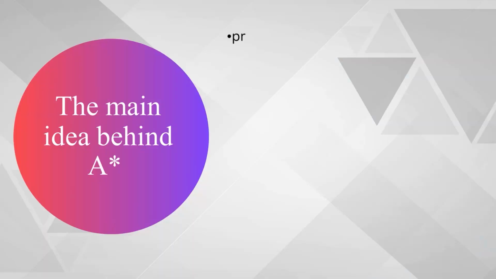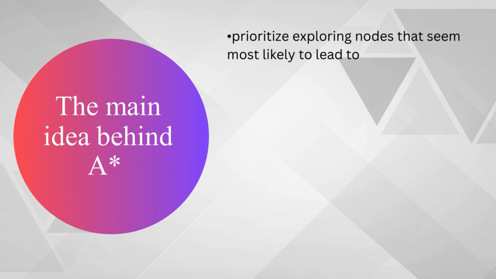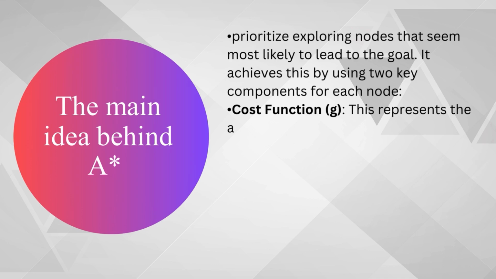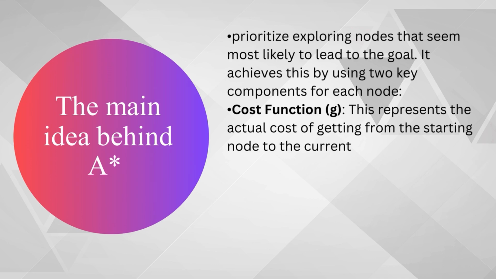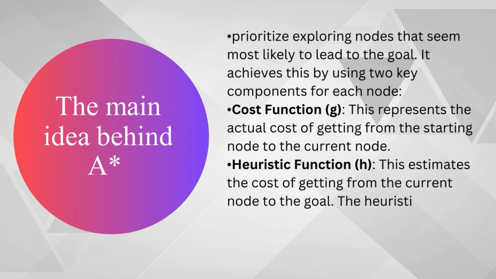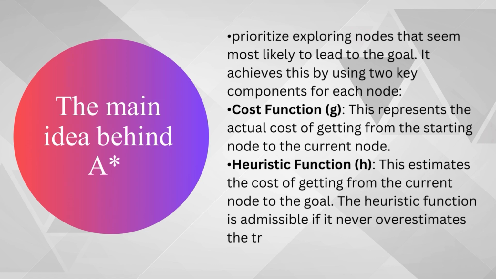The main idea behind A star is to prioritize exploring nodes that seem most likely to lead to the goal. It achieves this by using two key components for each node. First, cost function g. This represents the actual cost of getting from the starting node to the current node. Second, heuristic function h. This estimates the cost of getting from the current node to the goal. The heuristic function is admissible if it never overestimates the true cost.